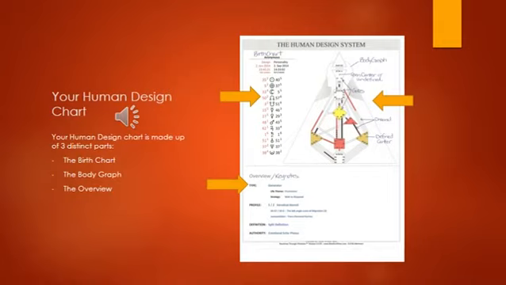Your human design chart is made up of three distinct parts: the birth chart, the body graph, and the overview, which is also known as the keynotes in some programs.